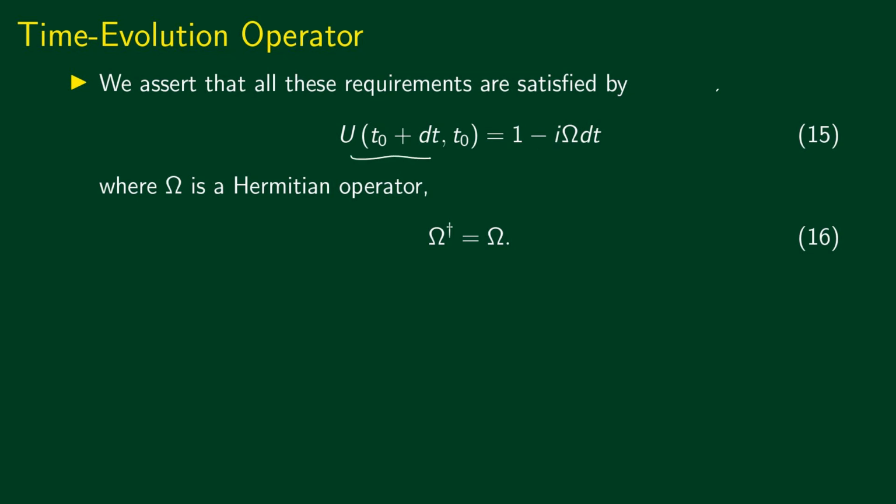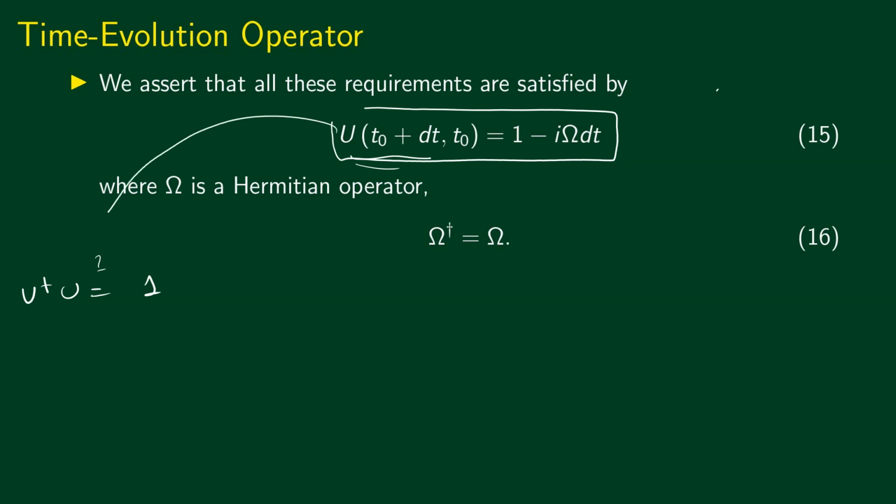Let's check the condition U†U is equal to the identity operator. Let's see under what condition this infinitesimal operator satisfies our basic condition of unitarity. So let's put it like this. What is U† here? U† is 1 plus iΩ†dt. dt is real. It's a small amount of time.